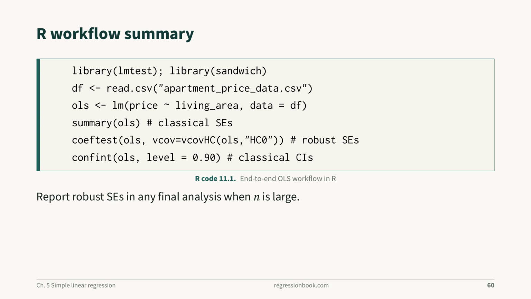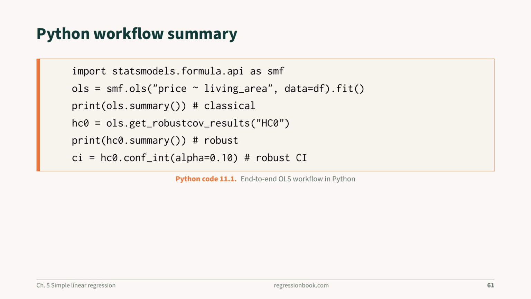For final large sample reporting, pair the estimates with robust standard errors and robust intervals. And the Python twin of that workflow: fit the model with statsmodels, print the classical summary first, then request the robust covariance results, and read confidence intervals from either object, here at the 90% level. Keep both workflows within arm's reach. The course will reuse them almost unchanged in every chapter that follows.